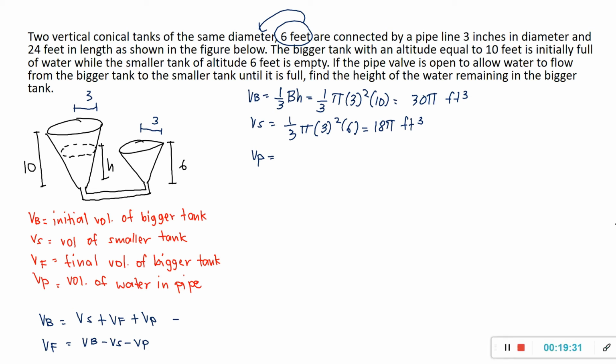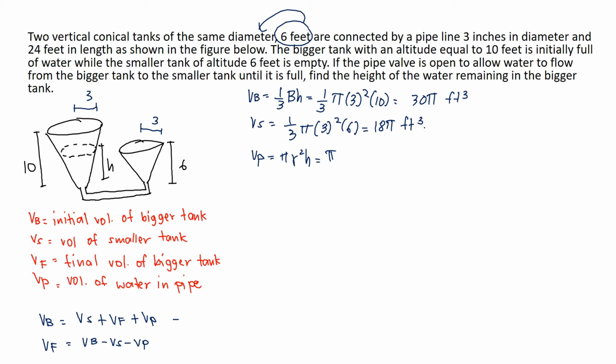Okay, sorry, someone was calling. So, let's solve for VP, the volume of water in the pipe. The dimensions of the pipe are given: 3 inches in diameter and 24 feet in length. So, it is a cylinder. My drawing is ugly. Cylindrical, right? Pi r squared times height. What is the radius? 1.5 inches.